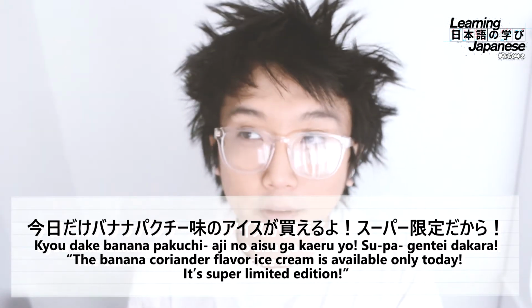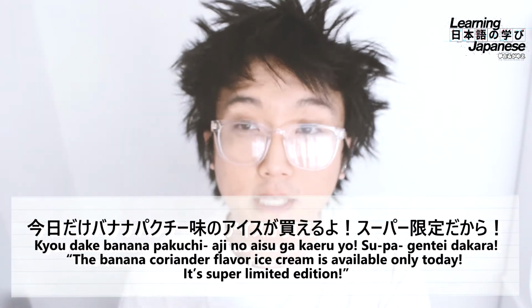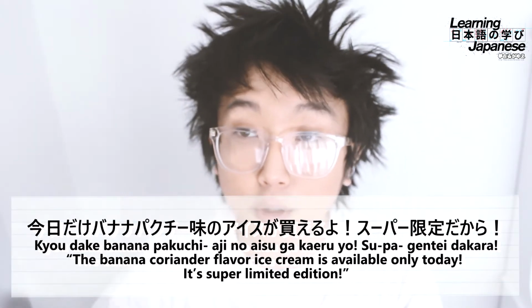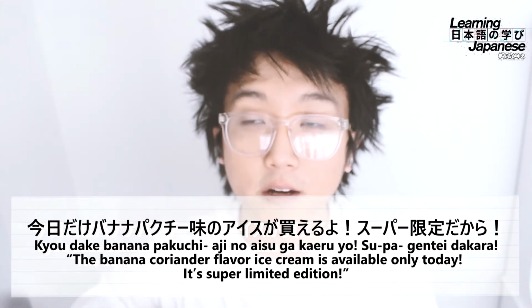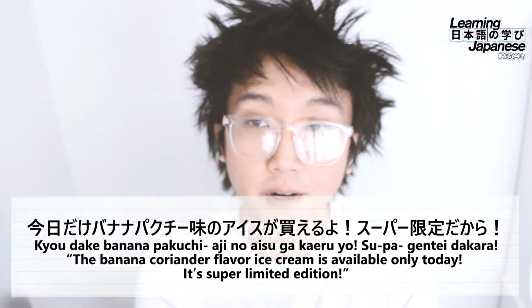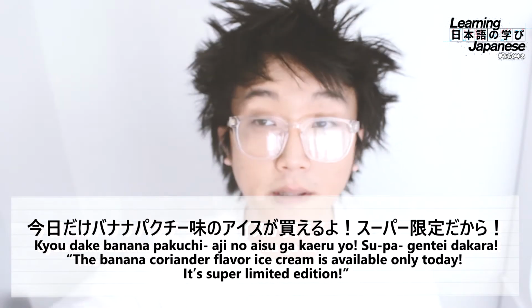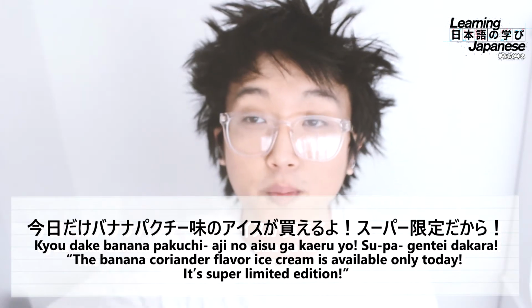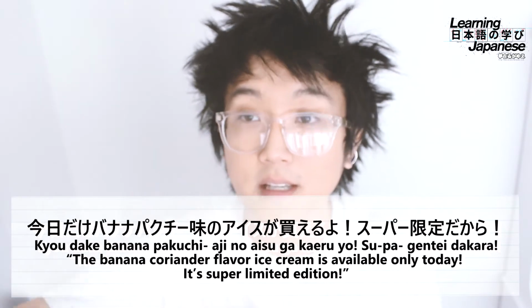So yeah, you can see how the emphasis of only is on the word that we used it with, today. So only today, or just today, is when you can get the ice cream. And that's pretty much enough to explain the grammar pattern here. The second sentence, super gentei dakara. Super is super. Gentei is limited edition. It's commonly used to describe products that are limited edition. And then dakara is just because, so because it's limited edition.